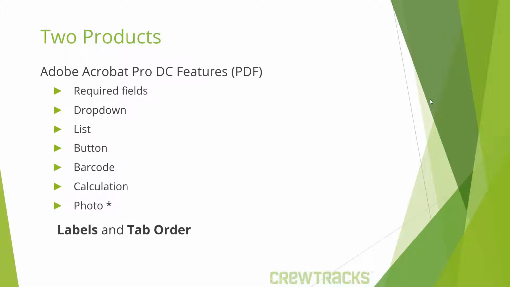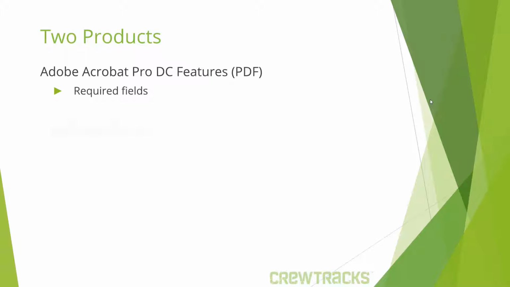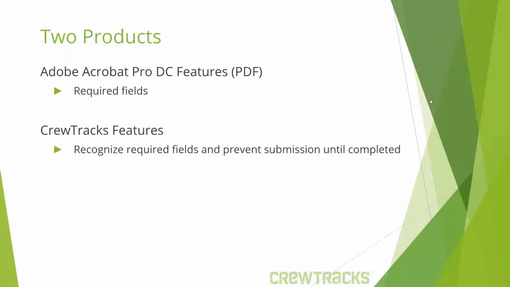Now, when it comes to which of these features translate to options in CrewTrax, probably the most important one is this one, required fields. What CrewTrax does with those required fields is it can recognize required fields, and it prevents the user from submitting their report or their schedule until those required fields have data in them. Although this only applies once that document is open. If you don't require the document, they can skip it completely. But once the document is open, they'll have to edit that field.